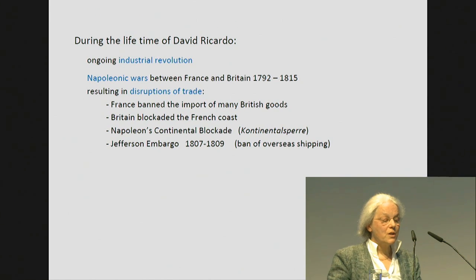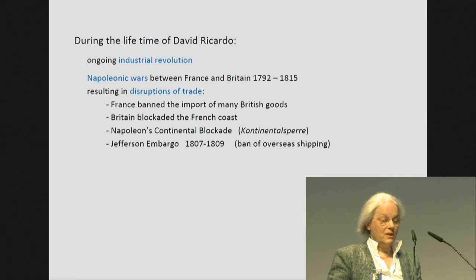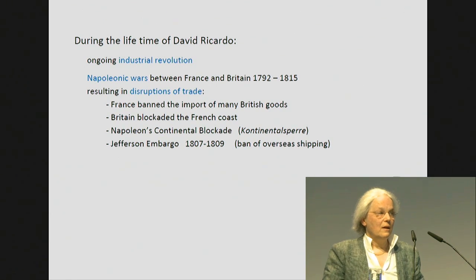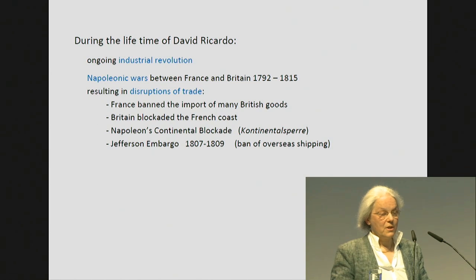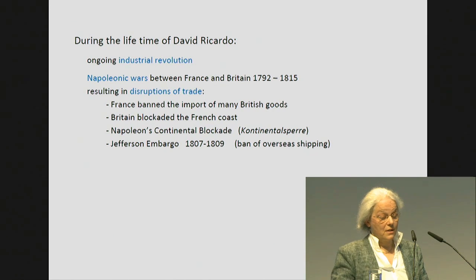And those wars resulted in a disruption of trade in many ways. So France banned the import of many British goods. Britain blockaded the French coast. Later, Napoleon had the continental blockade, banning trade with England, and he tried to have this blockade in all the countries that he controlled or could control.